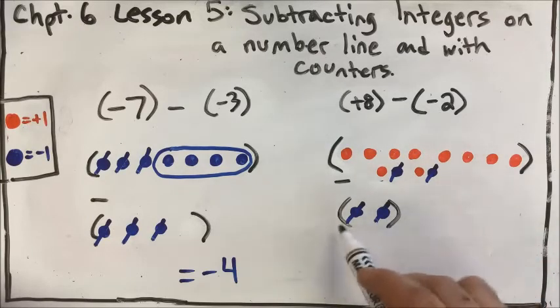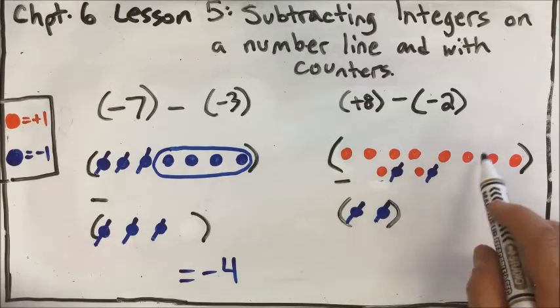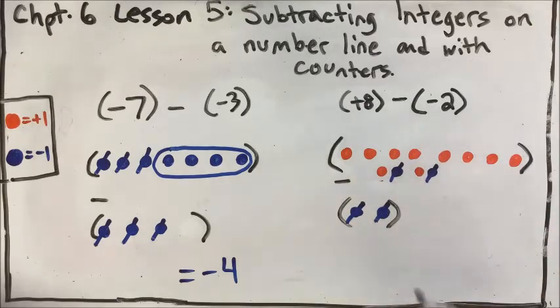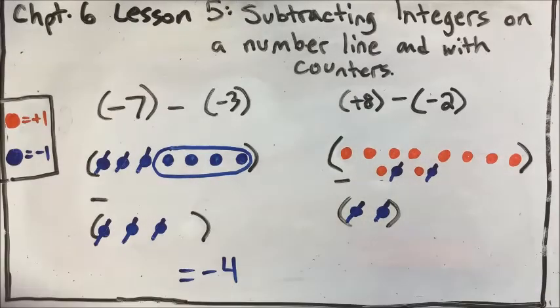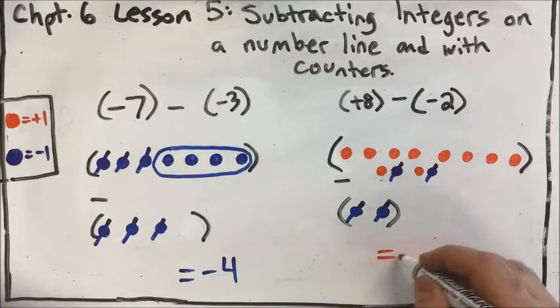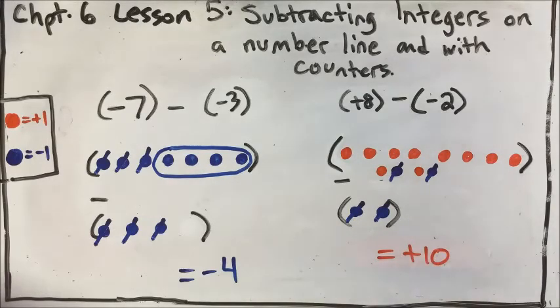Now that this side is empty, I count how many red counters are on this side, which is 10. And my answer is positive 10.